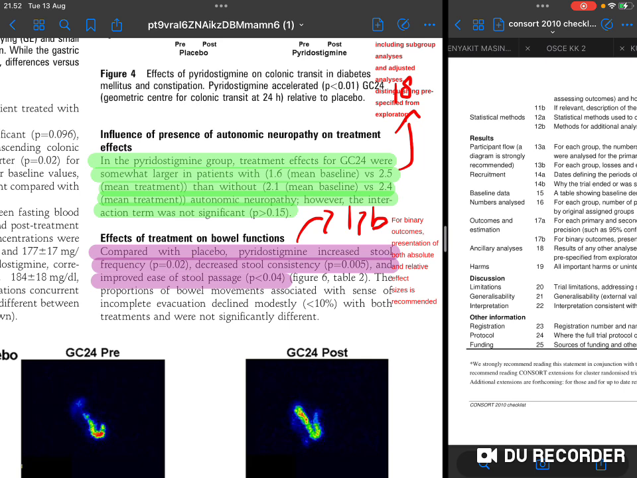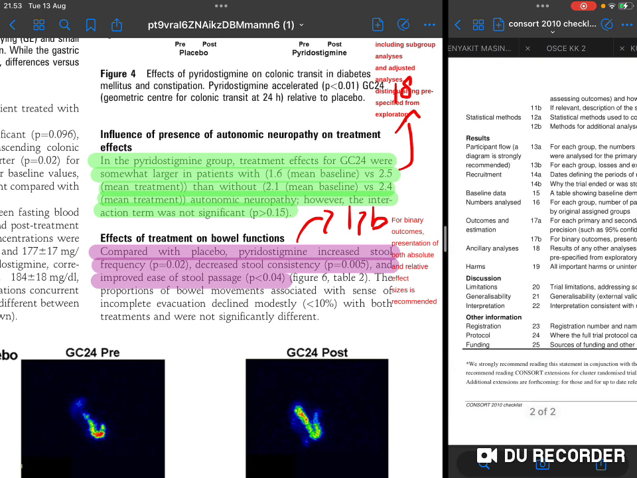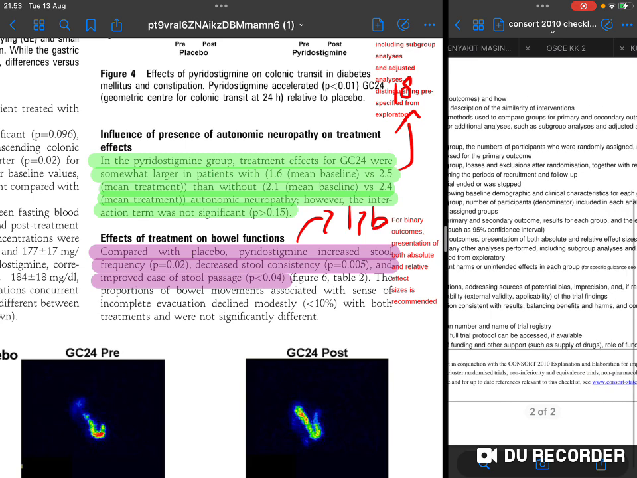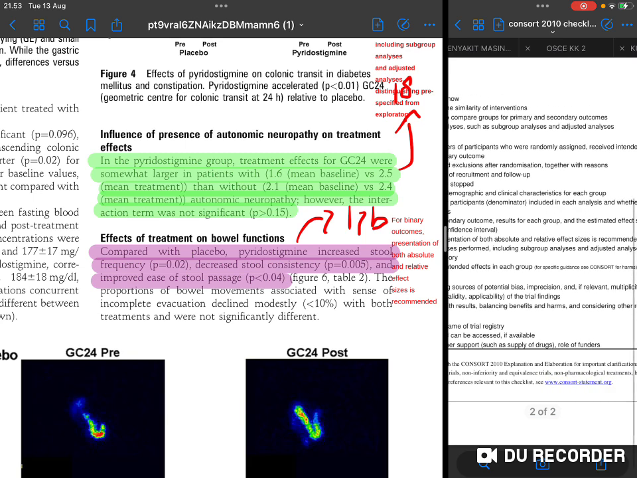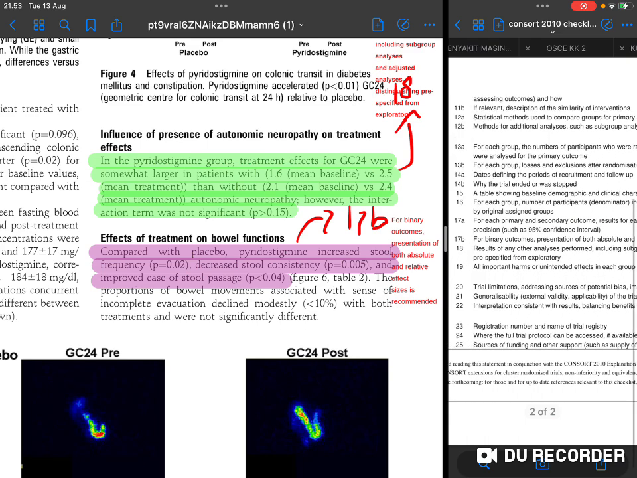And then next in line, we have number 18. Number 18 is ancillary analysis. It's like the results of any other analysis performed, including subgroup analysis and adjusted analysis and all.